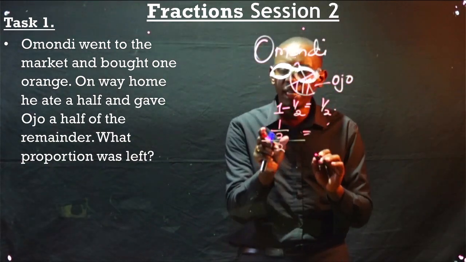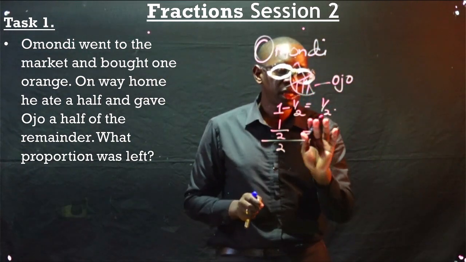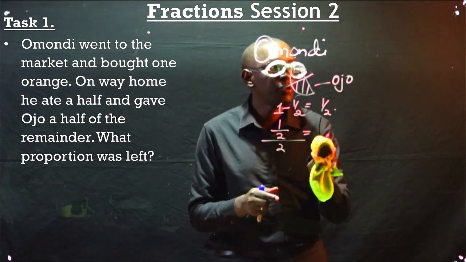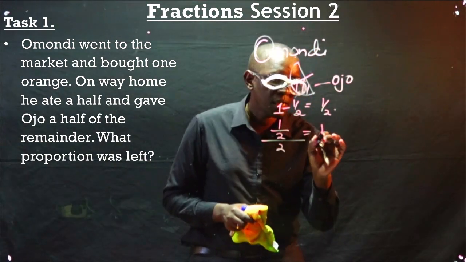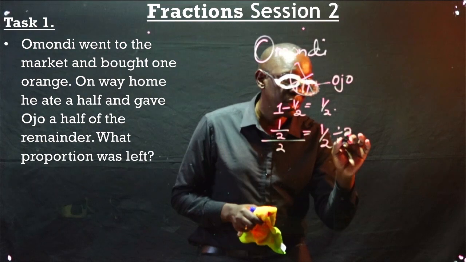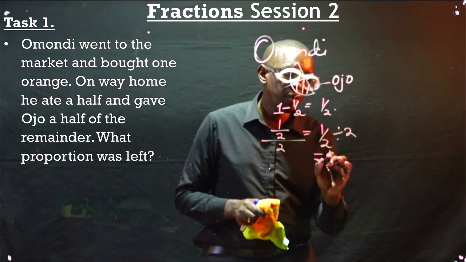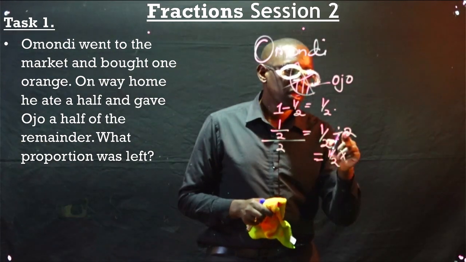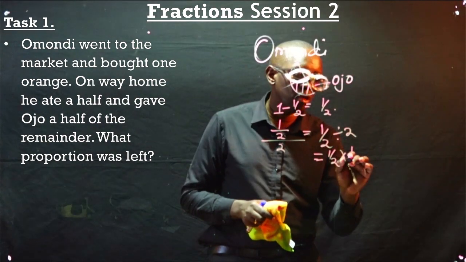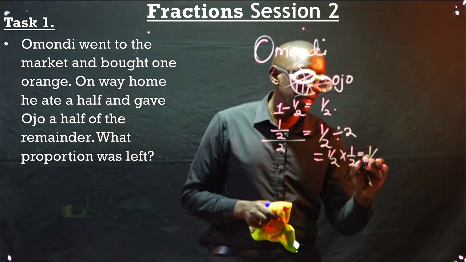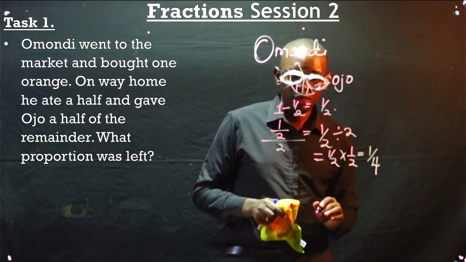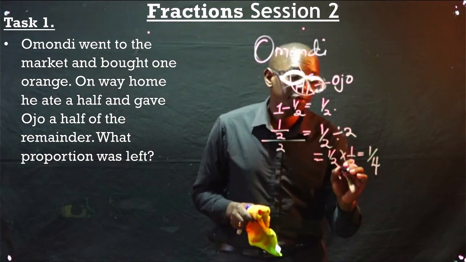So when you're dividing a number, it's like multiplying it. In fact, let's put it this way here. This is the same as a half divided by 2. When you multiply this, this is the same as multiplied by the reciprocal. Reciprocal of 2 is 1 over 2. So actually, he gave Ojo a quarter.